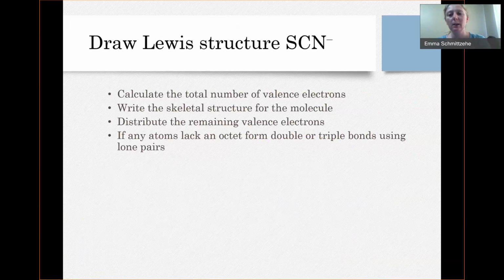Okay, we'll do one more example of SCN minus. This is thiocyanate ion. So first let's calculate the total number of valence electrons, and that is 6 for sulfur, 4 for carbon, and 5 for nitrogen, and we have a negative charge, so that's 1 more, so that's 16 electrons.